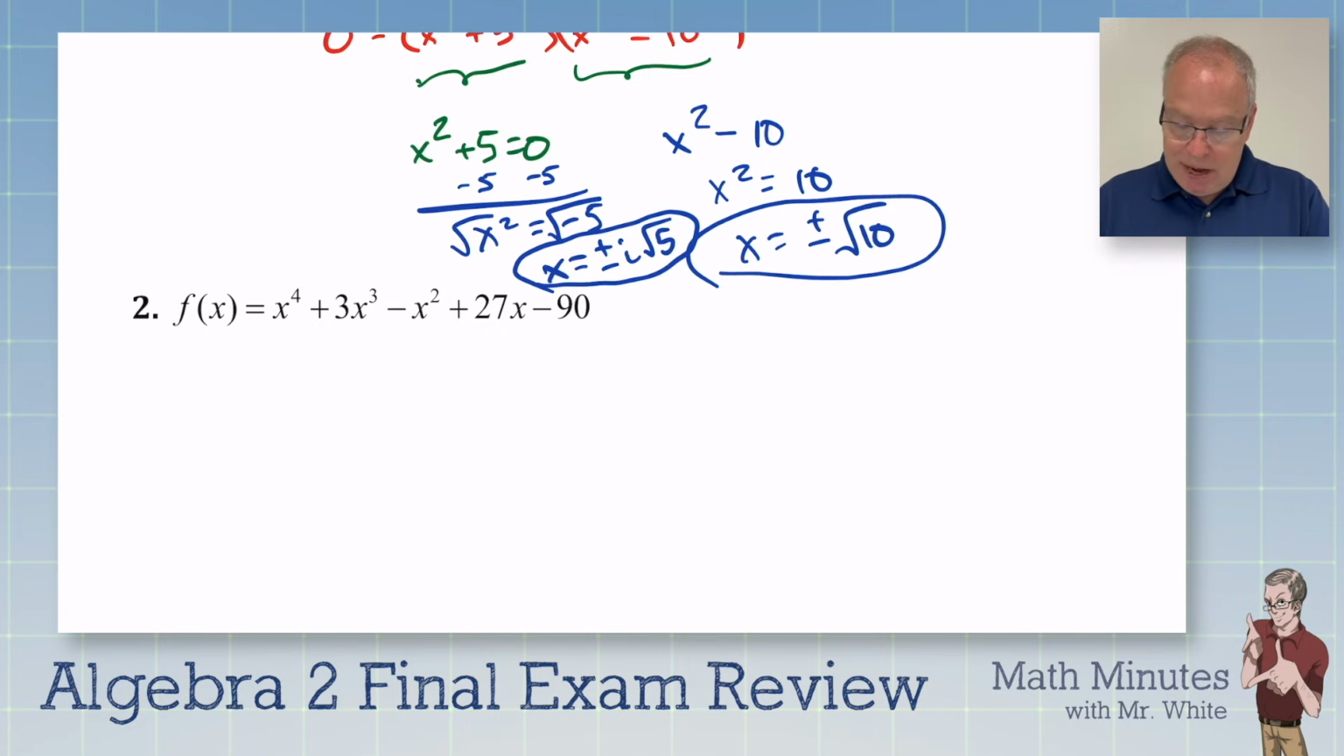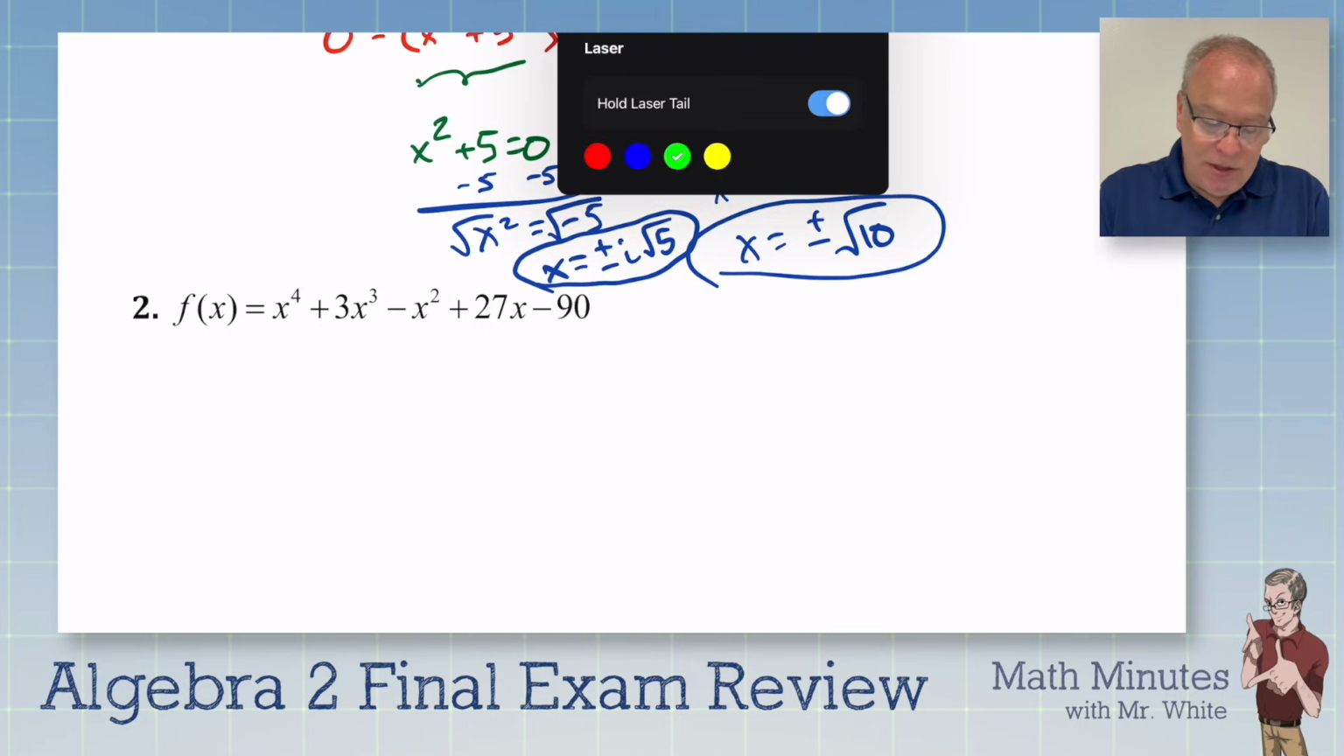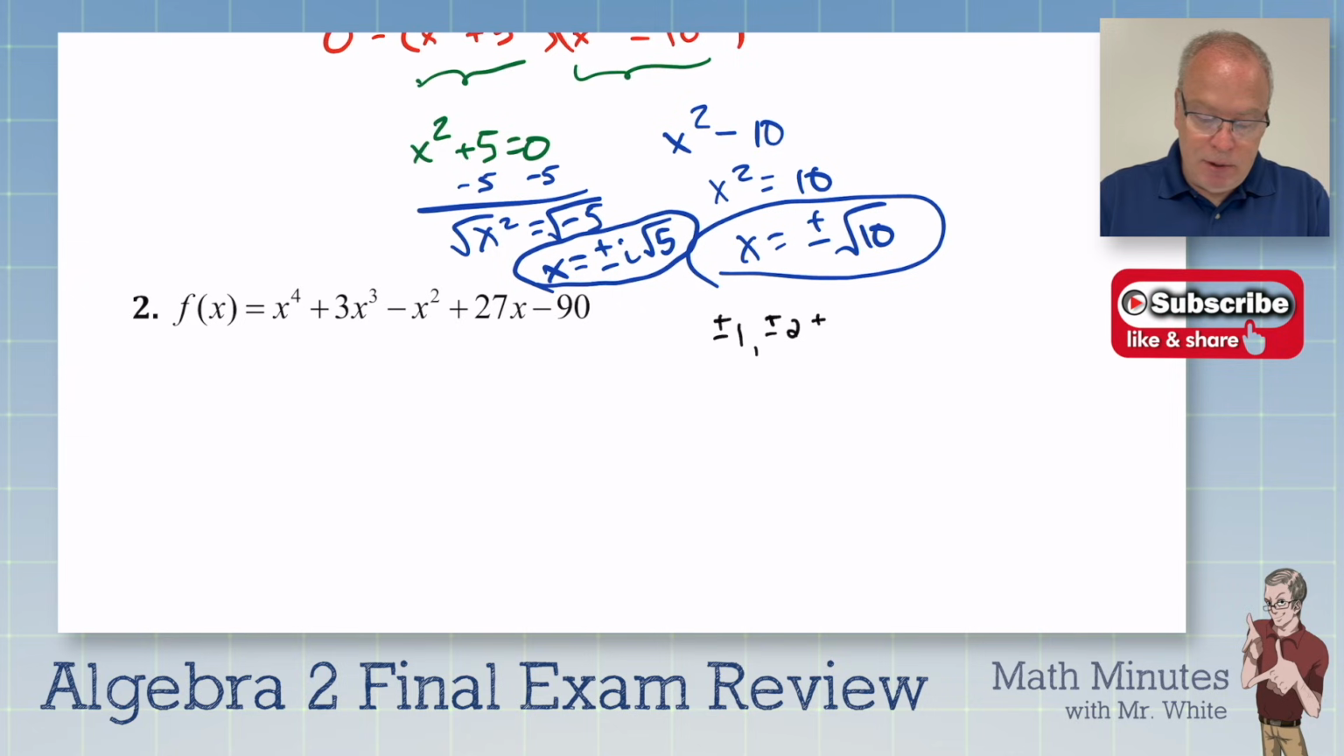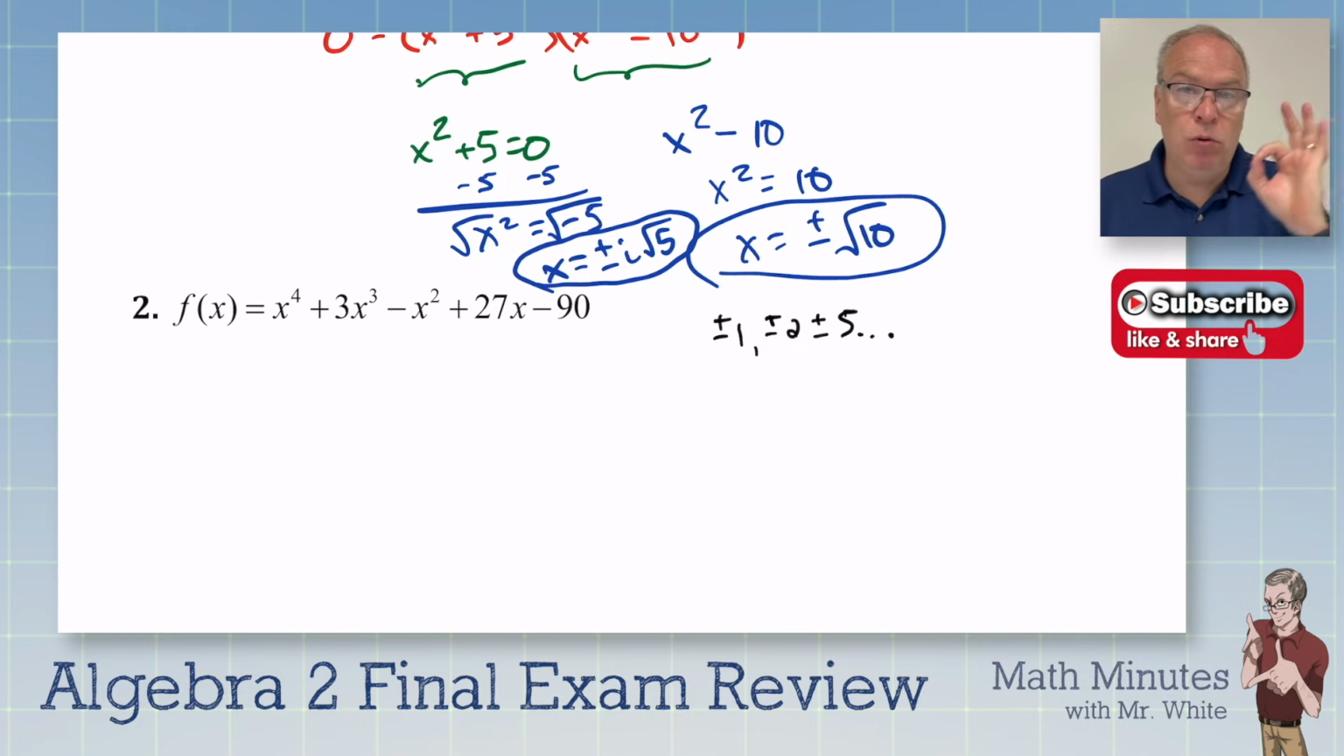So what I mean by that is you take this number here at the end, and you think about all the factors of negative 90. So I'm not going to write them all down. Plus or minus 1, plus or minus 2. Plus or minus 5, right? And you keep going. And then you just keep trying those until you get something that has 0 remainder.